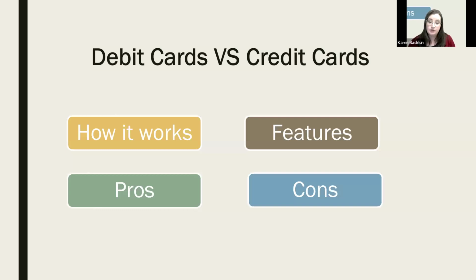So what are some of the features of a credit card? You're given a credit limit based on your credit worthiness. So this is where we talk about building your credit. If you have done a good job of paying your bills on time and staying in good standing with the places that you owe money to, this helps build your credit. Paying your credit card on time will also help build your credit.